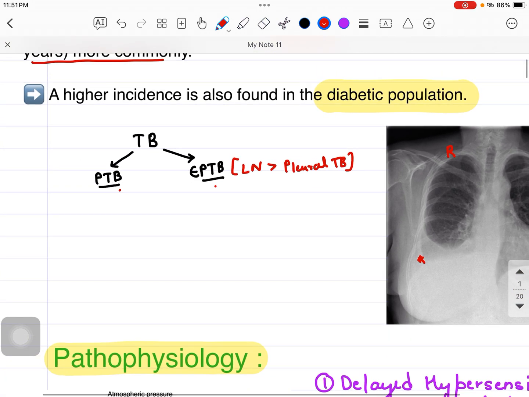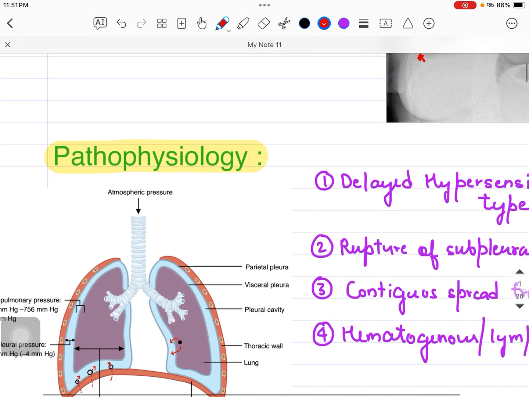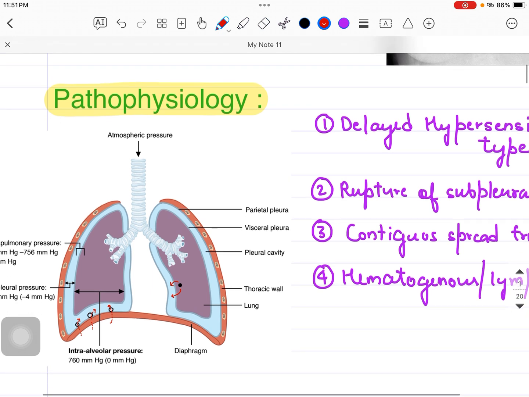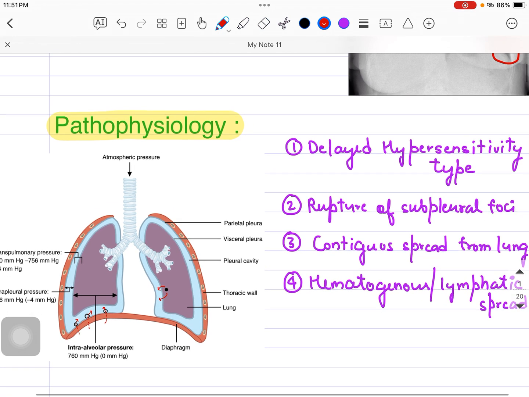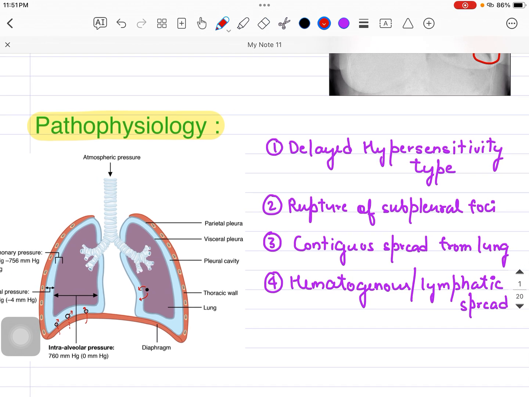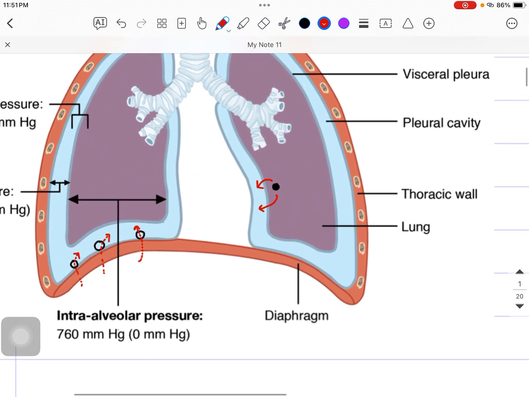So how is this pleural fluid actually getting accumulated over there, or what is the pathophysiology basically behind this? So what is the cause of accumulation of the pleural fluid, the excess amount of pleural fluid over there? So they say that there is a delayed hypersensitivity type phenomenon which is actually causing the accumulation of fluid over there.